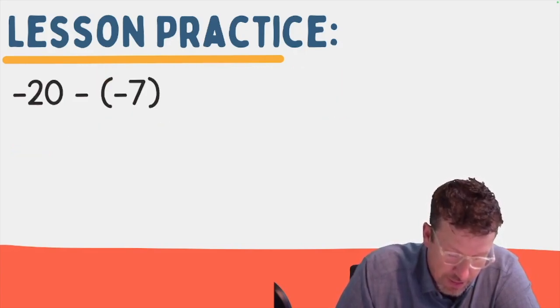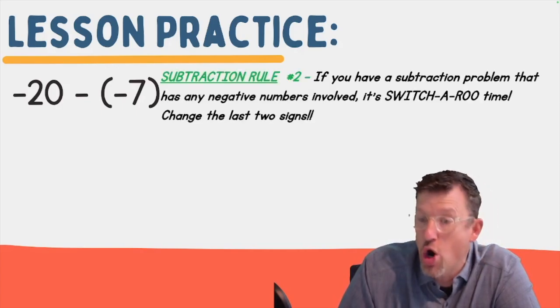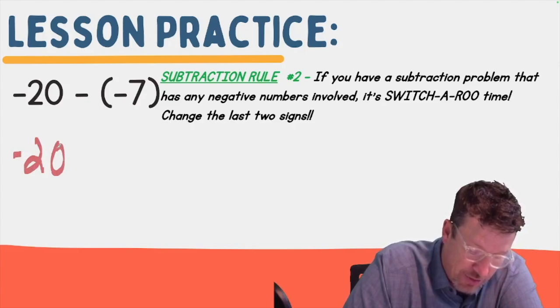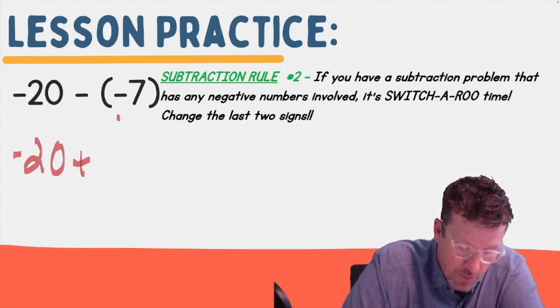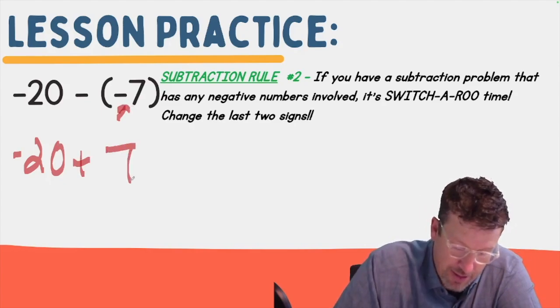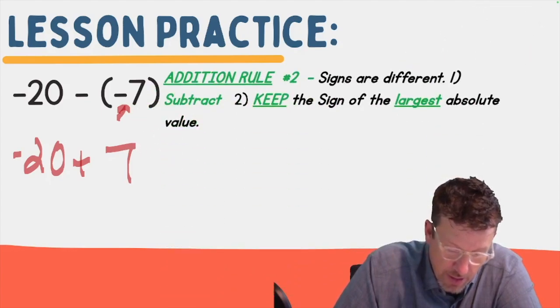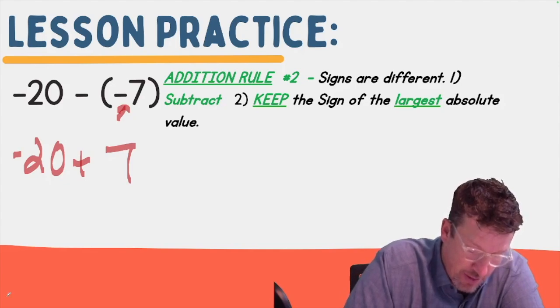Boom. Uh-oh, here we go. Another subtraction sign. But we have negative numbers involved. Switcheroo! So let's switch the signs, the last two signs. First one stays the same. Subtraction goes to addition. We have a -7, so now it's going to be a +7. Okay? So now we've turned it into an addition problem. Which addition rule should we use? We should use the second rule because our signs are different. We have a negative here and we have a positive here.